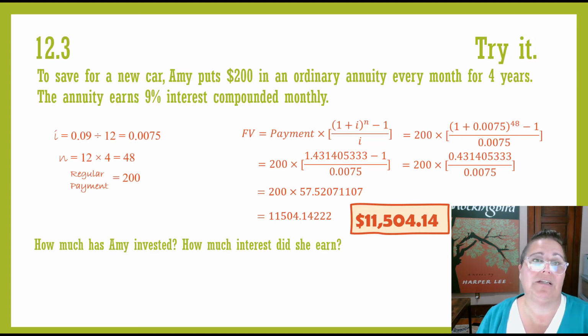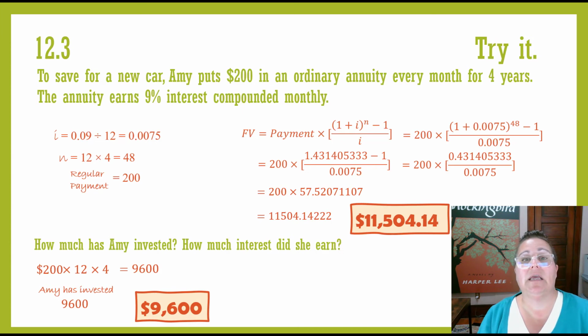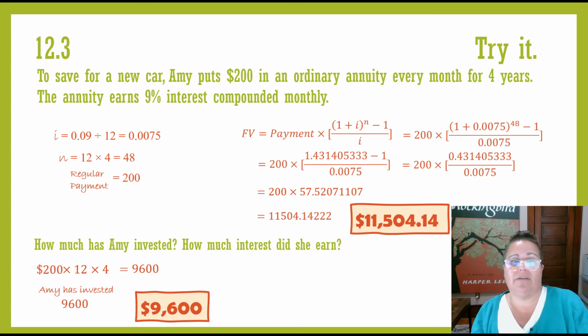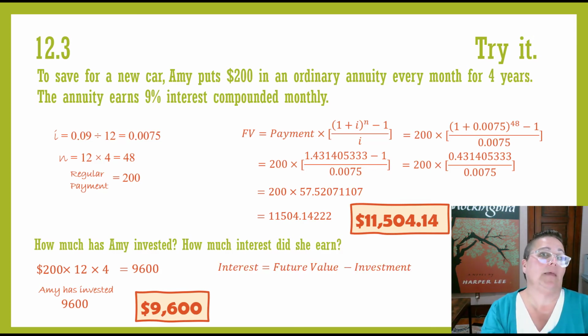So Amy's putting away $200 12 times a year for 4 years. When we multiply that out, 200 by 12 by 4, we get $9,600. So Amy has actually invested $9,600 in this account. In the account is $11,504.14. So the interest is the difference between the future value of that account and the amount that Amy has invested, the $9,600.